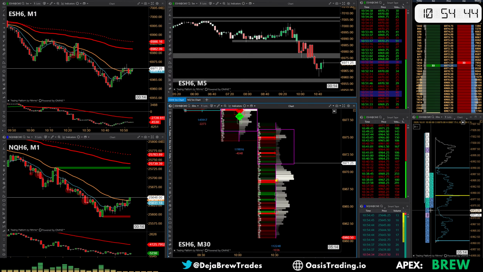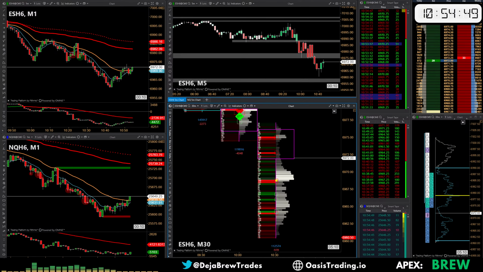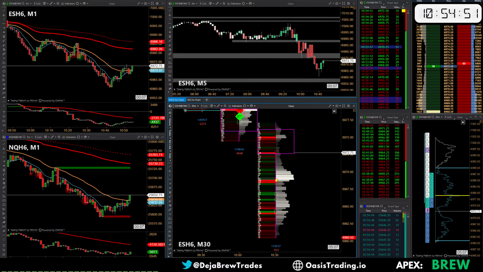They are trying to repair this candle. They need to hold above 73 if they do not want to have single prints on that lower tail.